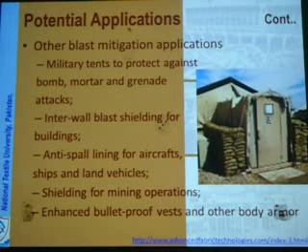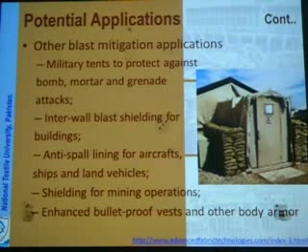Other applications include military tents to protect against bomb, mortar, and grenade attacks on the battlefield, interwall glass sheeting for buildings in commercial and sensitive areas, anti-spall lining for aircraft, ships, and land vehicles, shielding for mining operations, and enhanced bulletproof vests and body armor.